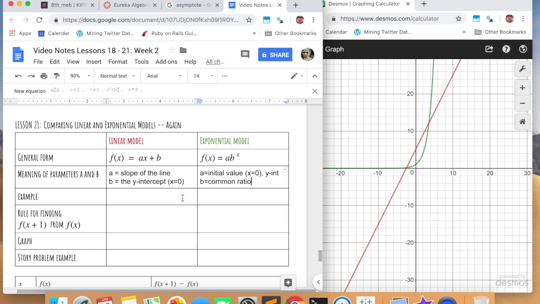Let's work with an example. I have a linear function, and we're going to use that for the examples that follow: f of x equals 2x plus 3. And I'm also going to have an exponential model that we can use for the examples: f of x equals 3 times 2 to the power of x. And these are the actual graphs that you see on the right-hand side of the screen.